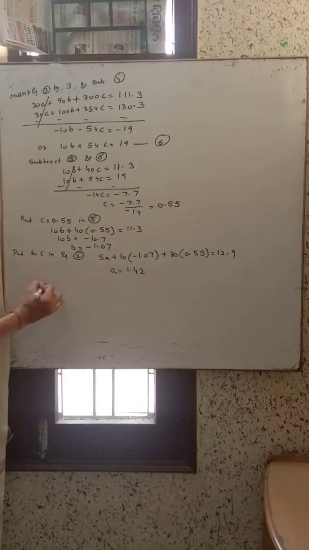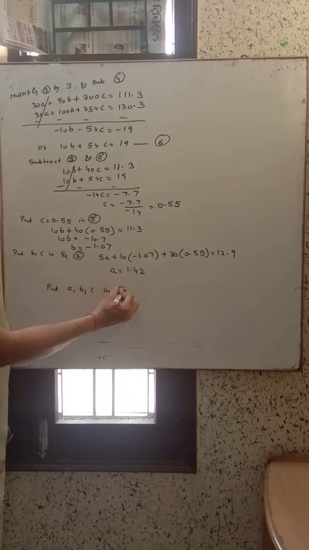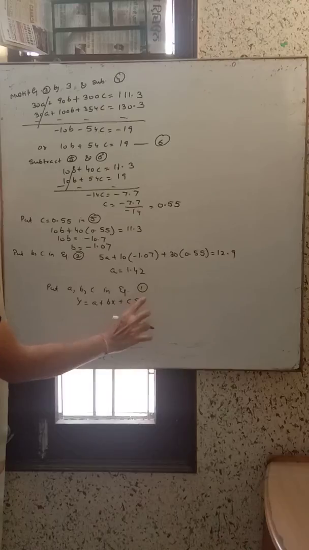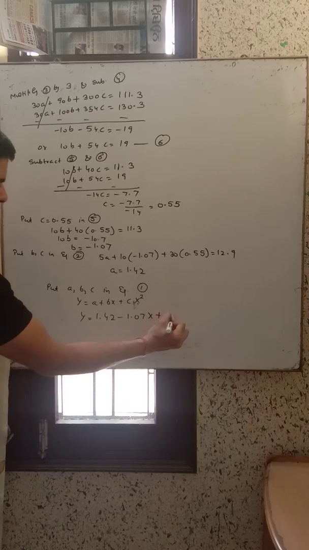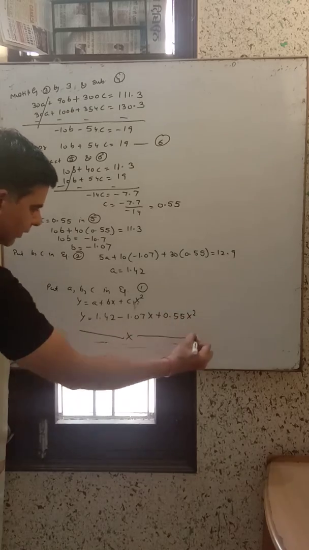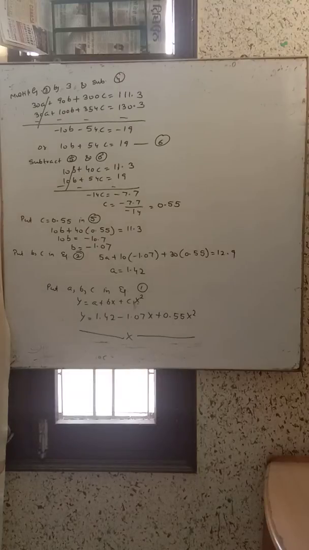Now substitute all these values, put a, b and c in equation number 1. Our equation 1 was this: y equal to a plus bx plus c times x squared. We get y is equal to a is 1.42, b is minus 1.07 and c is 0.55 x squared. This is the required equation of parabola, second degree, or a quadratic curve.